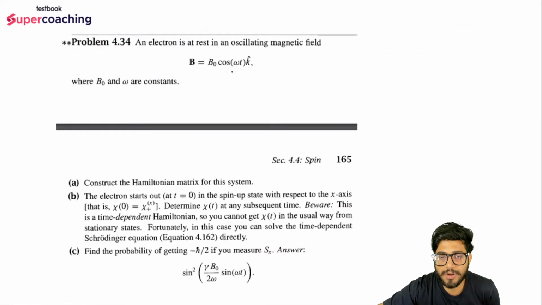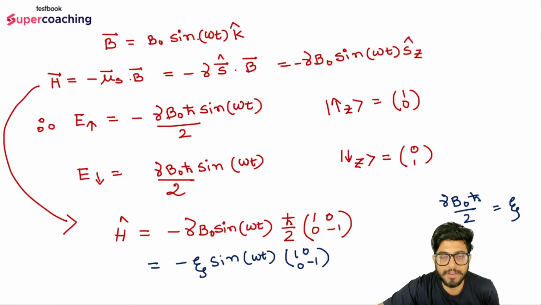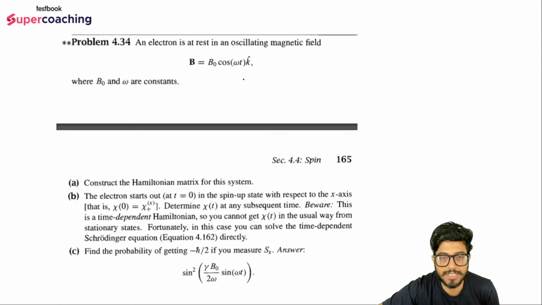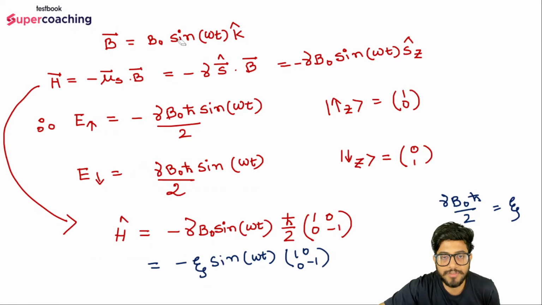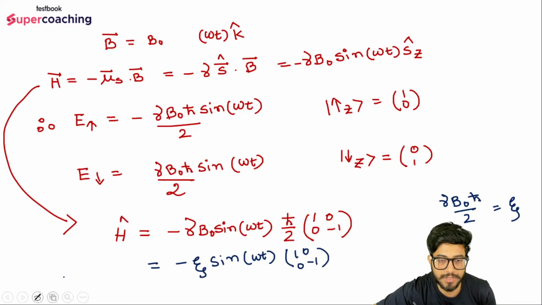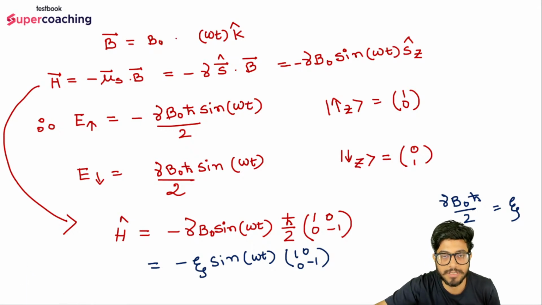It was b naught cos omega t, right? It was b naught cos omega t. We have written b naught sin omega t. That's why there is a change in the answer. Otherwise, it's fine. If you write sin here, no issues. You can do the problem once again. You can just change all the sin with cos.